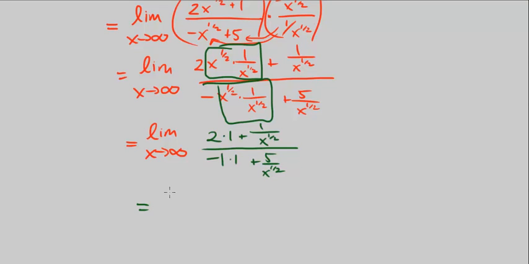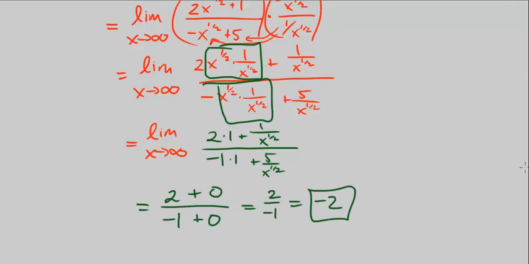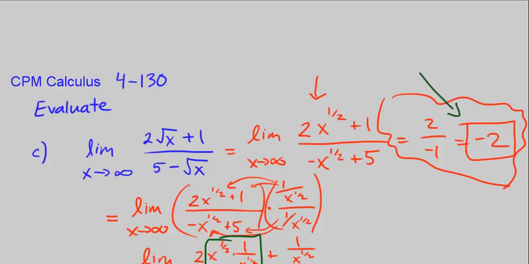We're going to have 2 times 1, which is 2, plus 1 over the square root of infinity, right? If x is infinity here, the square root of infinity is still infinity. So 1 divided by that infinitely big number is 0, right? Here we have negative 1 times 1 is negative 1. 5 divided by an infinitely big number is 0. So there's where we get our 2 over negative 1, which is negative 2, right? Just like we got here right away, okay?